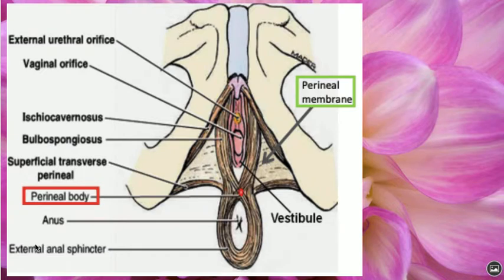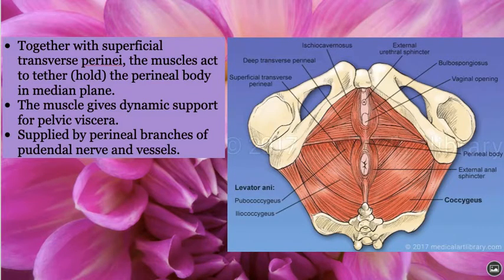Here. So together with the superficial transverse perineal muscles, these muscles are helpful in holding the perineal body in the median plane, giving dynamic support to the pelvic viscera, and they are all supplied by the perineal branch of the pudendal nerve and vessels.